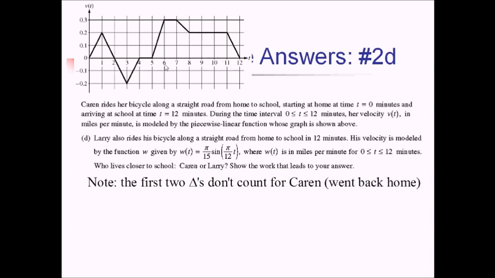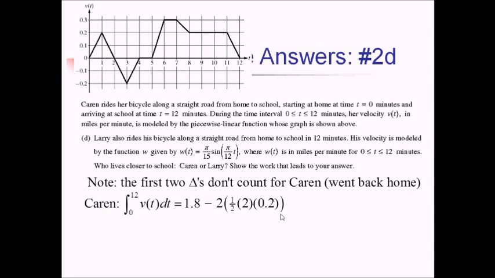Another way you could do this is you could take her total distance and just subtract the area of these two triangles. So her total distance, remember, was 1.8. So the integral from 0 to 12 of just velocity with no absolute value is going to be that total distance minus these two triangles, each of which was 1/2 times a base of 2 times a height of 0.2.